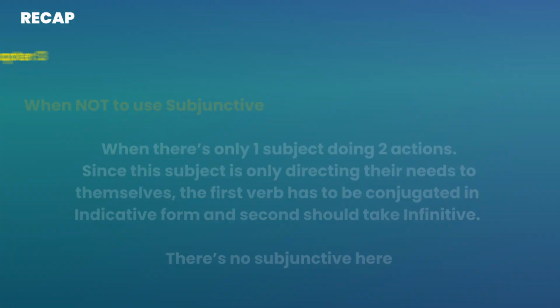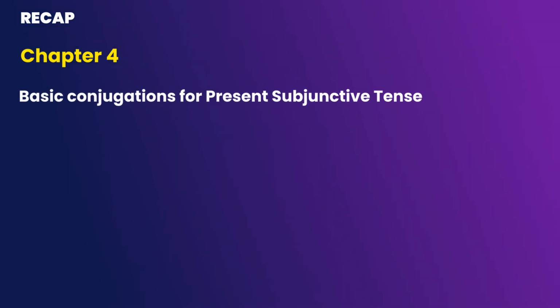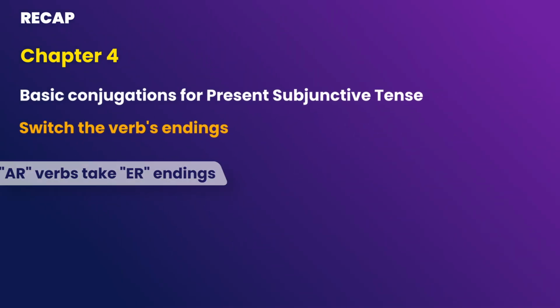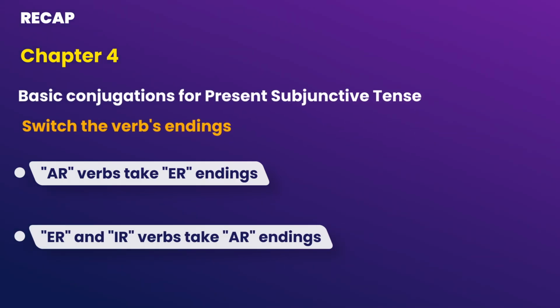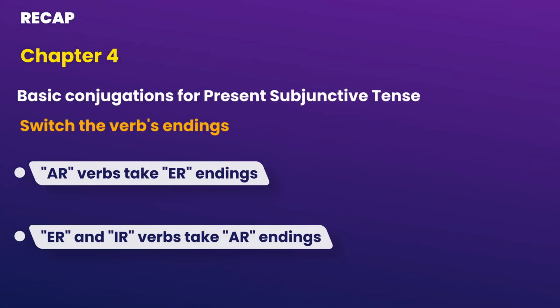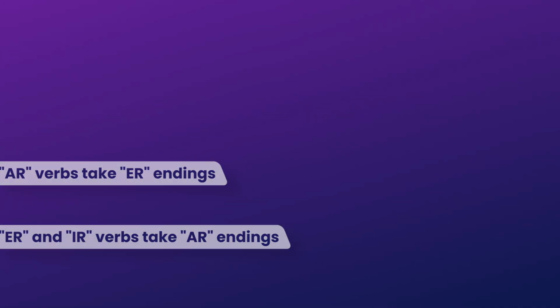There's no subjunctive here. Lastly, in Chapter 4 we covered the basic conjugations for the present subjunctive tense. All we need to do is to switch the verbs' endings. AR verbs take ER endings and ER and IR verbs take AR endings. This is as simple as it can be without me overwhelming you for now. We'll cover more soon. Oof.